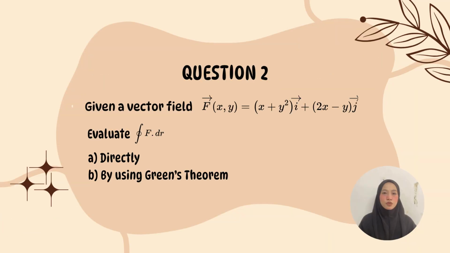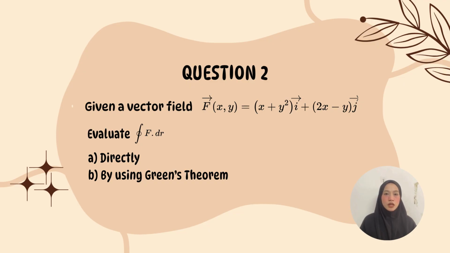For question 2, we are given a vector field F(x, y) = (x + y²)i + (2x − y)j, and we are asked to evaluate the line integral of F · dr. This question has two parts. Part A: evaluate it directly. This means we will parameterize the curve, substitute x and y into the vector field, and then integrate F · dr along the path. For part B, evaluate using the Green's theorem method.